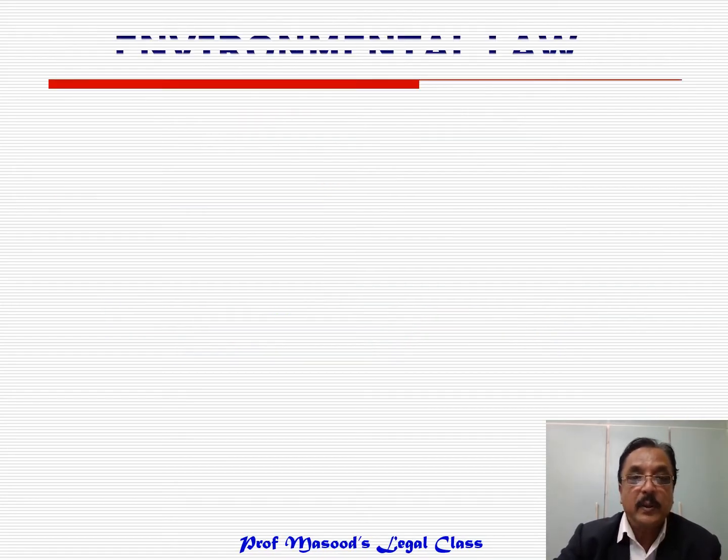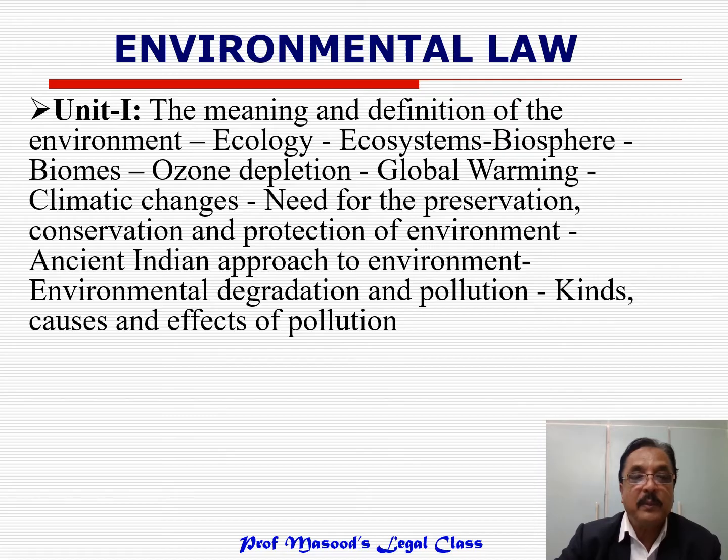The first unit, you have environmental law. Here, unit number 1, we are covering the meaning and definition of the environment, ecology, ecosystem, biosphere, and biomes, ozone depletion, global warming, climate changes, need for the preservation, conservation, and protection of environment. Ancient Indian approach to environment, environmental degradation and pollution, kinds, causes, effects of pollution.